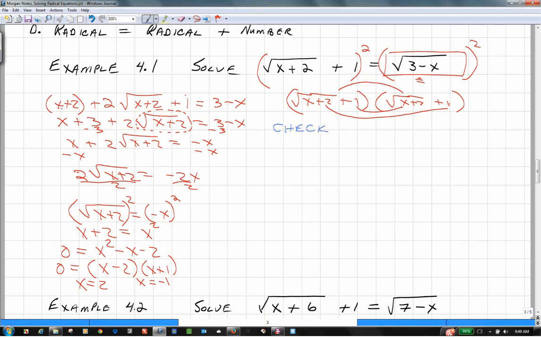Check 2. Okay, so what we're going to have is the square root of 2 plus 2 plus 1. Is that equal to the square root of 3 minus, what was I checking? 2? So I have the square root of 4 plus 1. Is that equal to the square root of 1? So I have 2 plus 1 is equal to 1. 3 is equal to 1. No, 2 doesn't work.